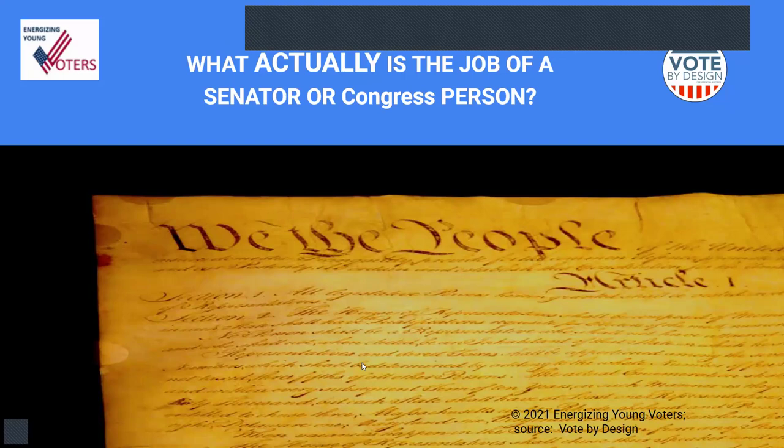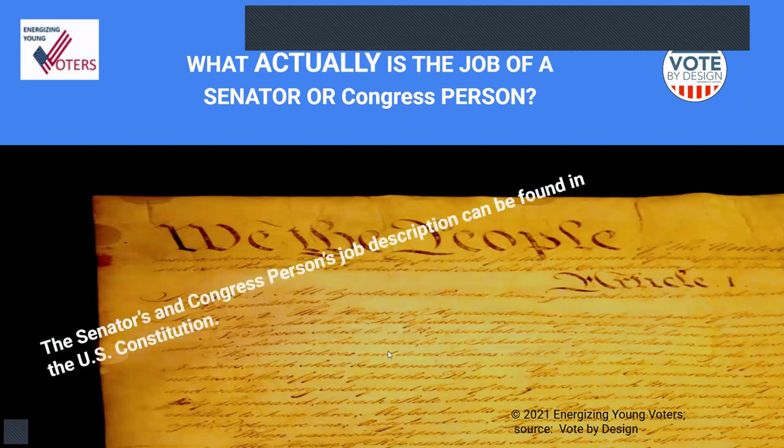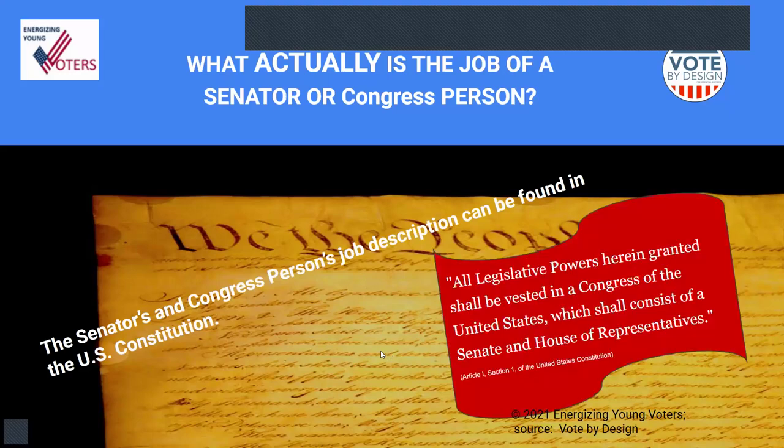Well, when it comes to a senator or a congressperson, the place that the job description is written is in the US Constitution. It's in Article 1, Section 1. And that states that all legislative powers herein granted shall be vested in a Congress of the United States, which shall consist of the Senate and the House of Representatives.